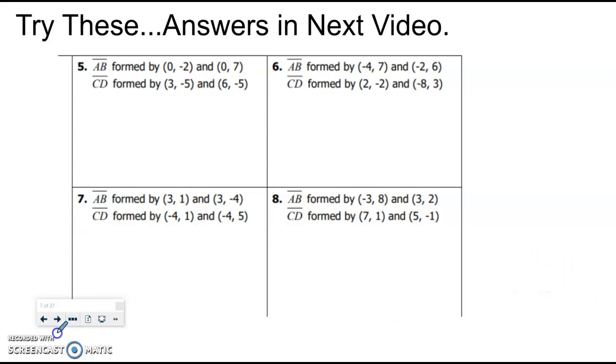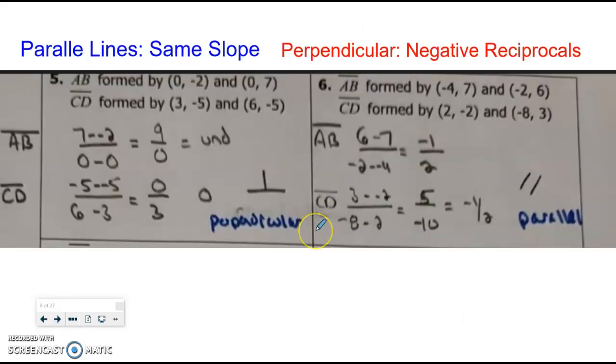So when I looked at number 5 and 6, what I saw with number 5 is that they were perpendicular. When I found the slope of AB, I got 9 over 0. Remember, it's the difference of the y's over the difference of the x's. And then when I looked at CD, I got 0 over 3. So it's undefined over 0. Anytime I have something that's undefined and one is 0, that's always going to be perpendicular.